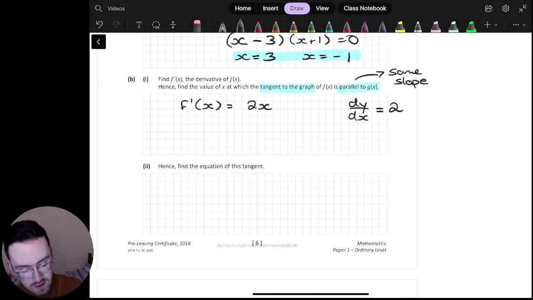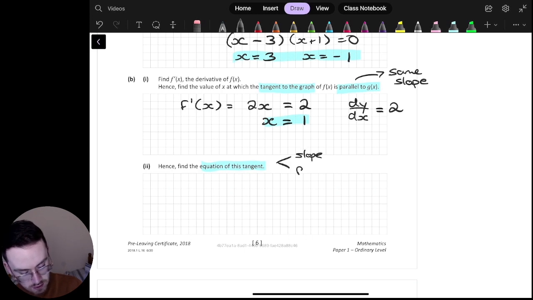So we're looking for where the second derivative is equal to 2. So we set it equal to 2, and we get that x is equal to 1. Okay, and hence find the equation of this tangent. Well, to find the equation of a tangent, we need slope and we need a point. Okay, we have the slope, we don't have the point. So we know that x is equal to 1, but do we know what the y value that goes with that is? We can work it out fairly easily.